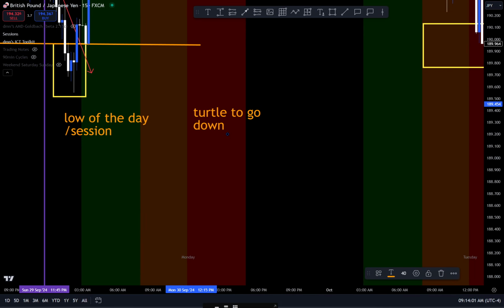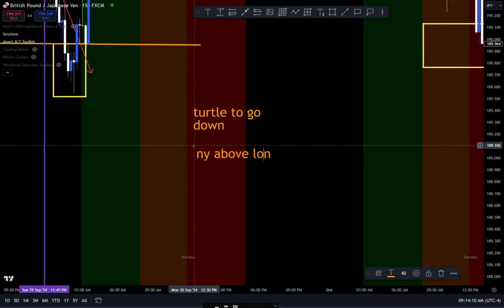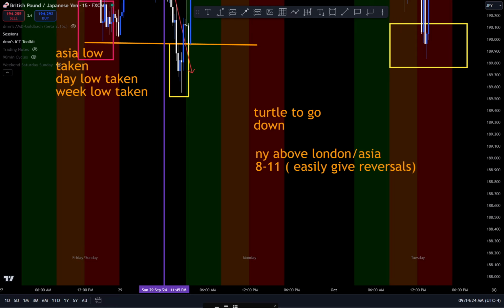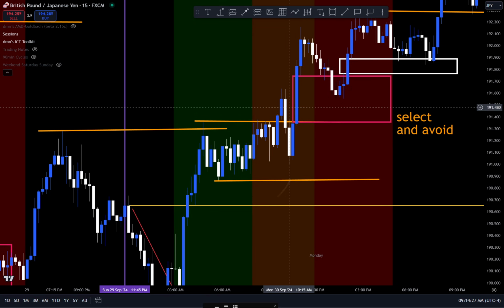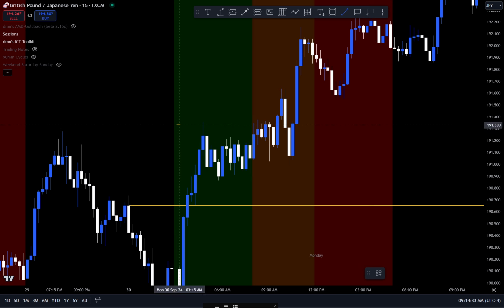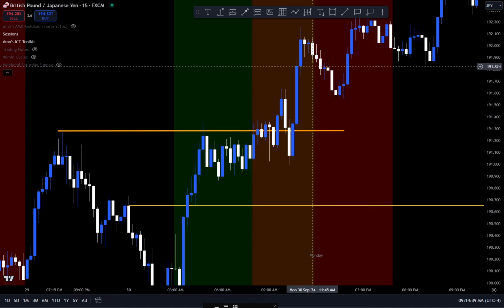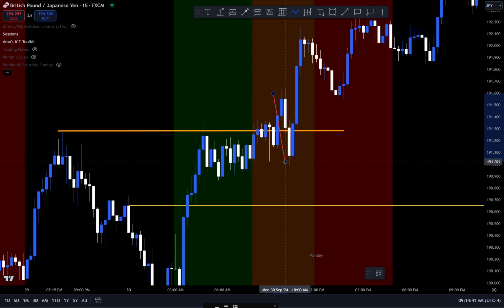So in that area, it looked like a turtle soup to go down. It also was New York above London and Asia, inside like the 8 to 11, which can easily give reversals, right? Does that make sense? Yeah. So that right there, like you said, this would easily be a situation where people look at it like this, and we think that this might be the turtle soup down.